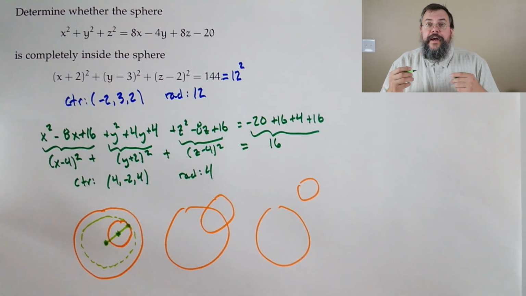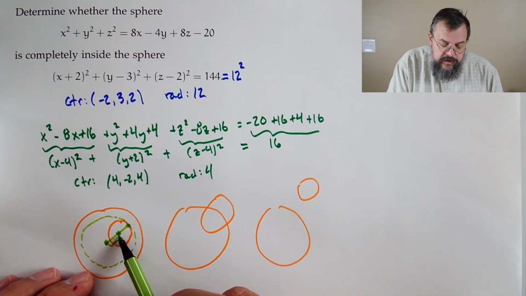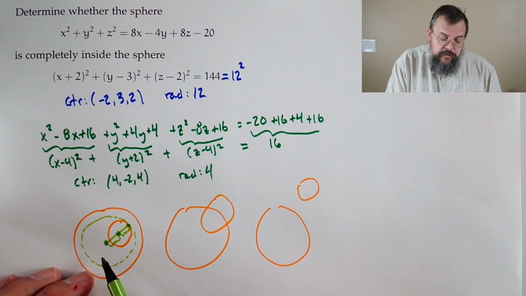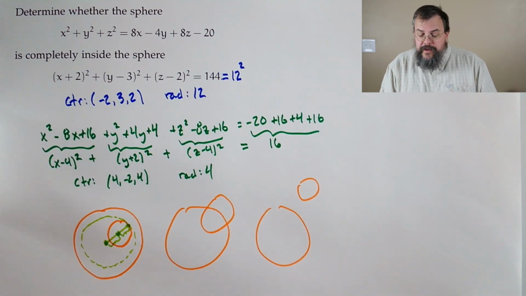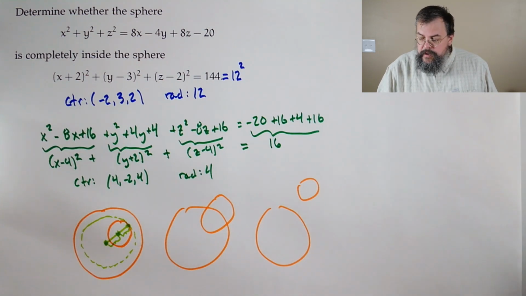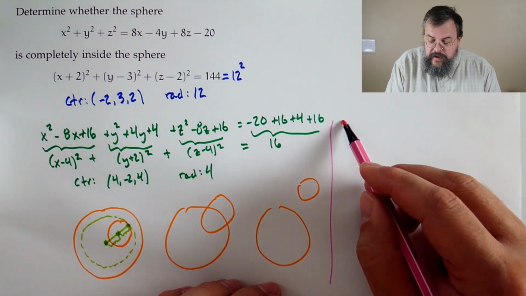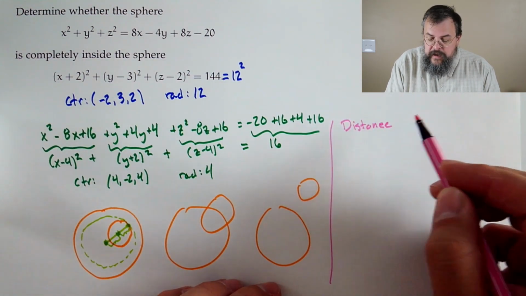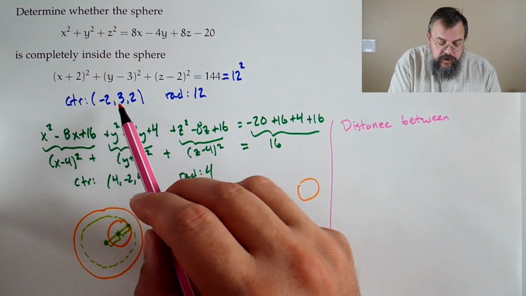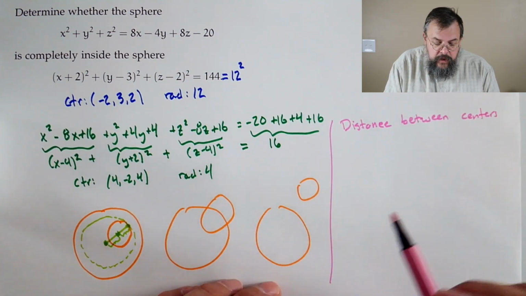So now we have an idea which says, let's figure out the distance between the centers. Let's look at the distance, that's the radius of the small one, and now compare that to the radius of the big one. So we need to do some distances. So let's start with the distance between the centers. Well, what are their centers? Well, we have them written down. They're (-2, 3, 2) and (4, -2, 4). So the distance between the centers would be what?